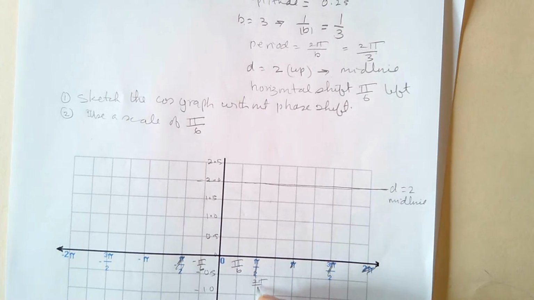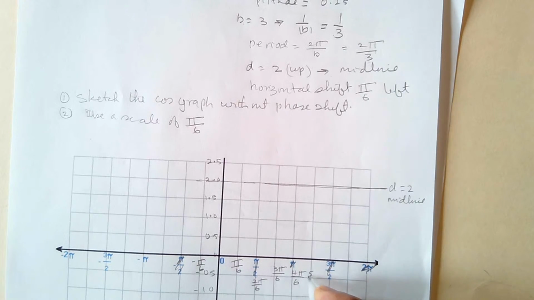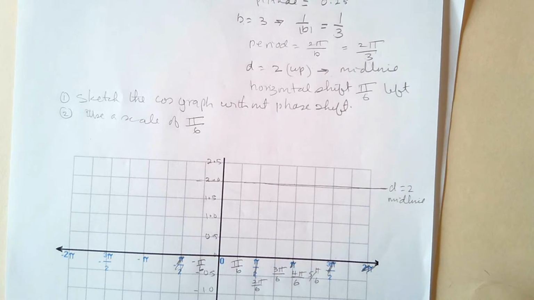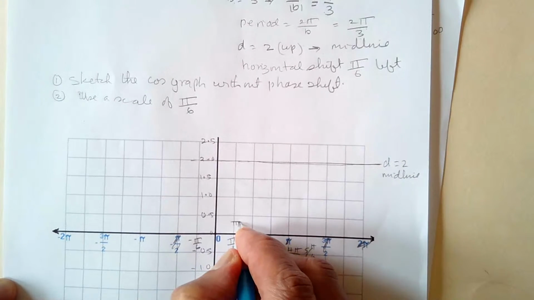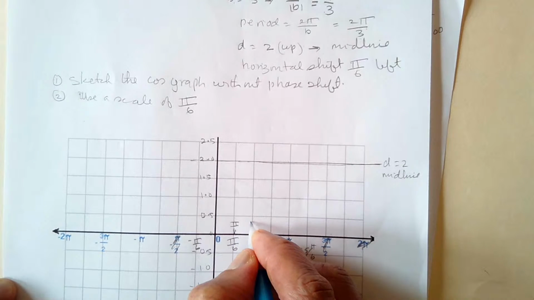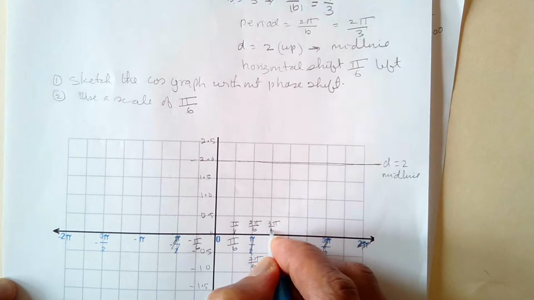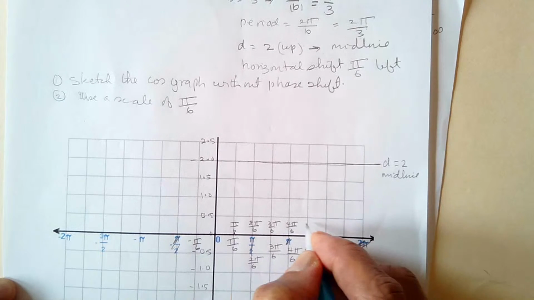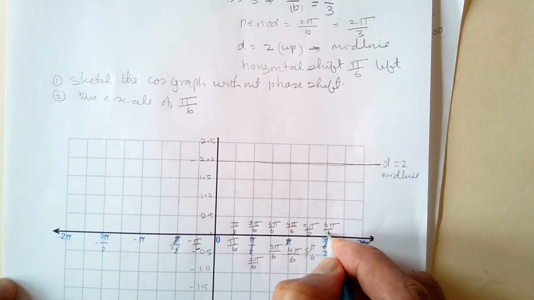This is 2 pi over 6. This is 3 pi over 6, which is half a pi. This is 4 pi over 6, which is 2/3. 5 pi over 6. I'll just write it on top here to make it clear. Pi over 6 here, or 1/3 pi. So 2 pi over 6, 3 pi over 6, 4 pi over 6, and 6 pi over 6, which is 1 pi.